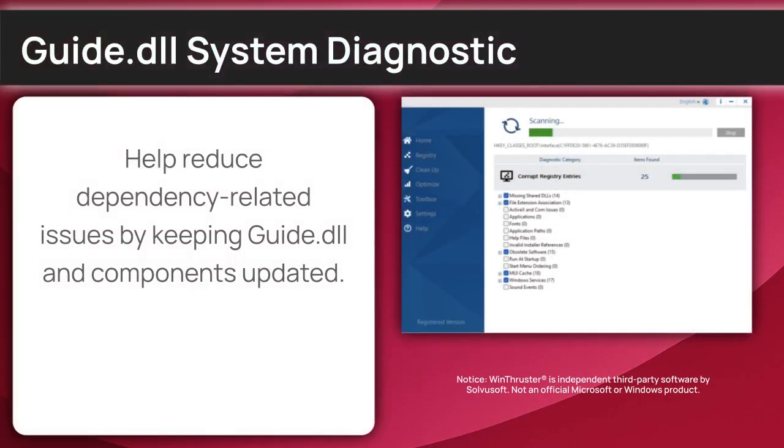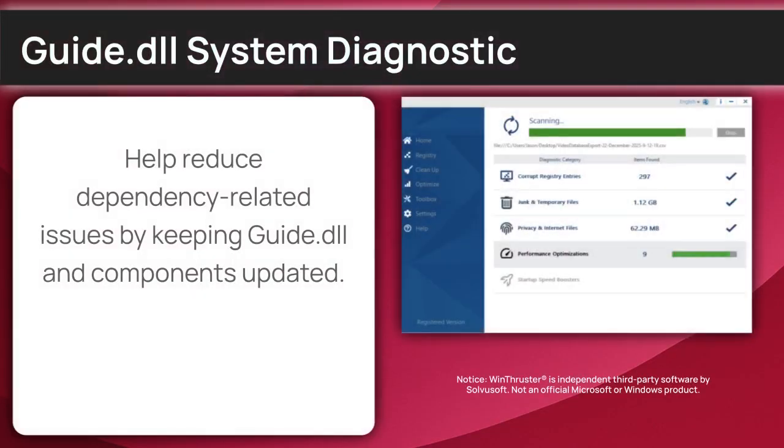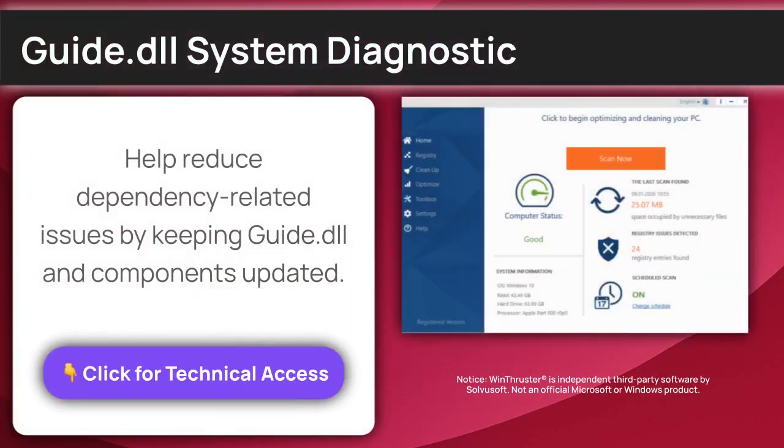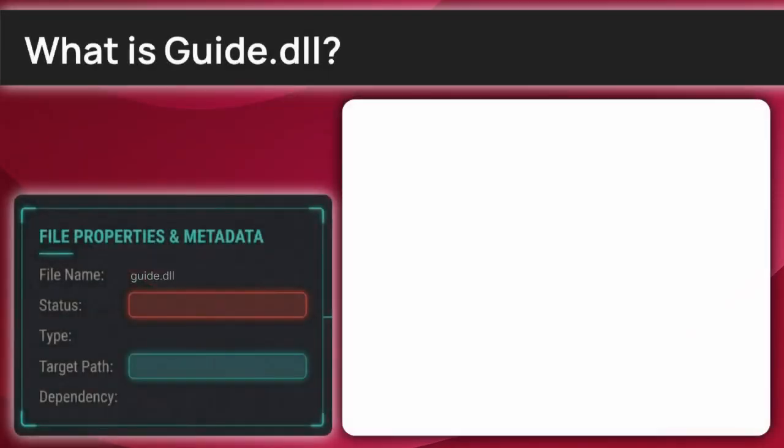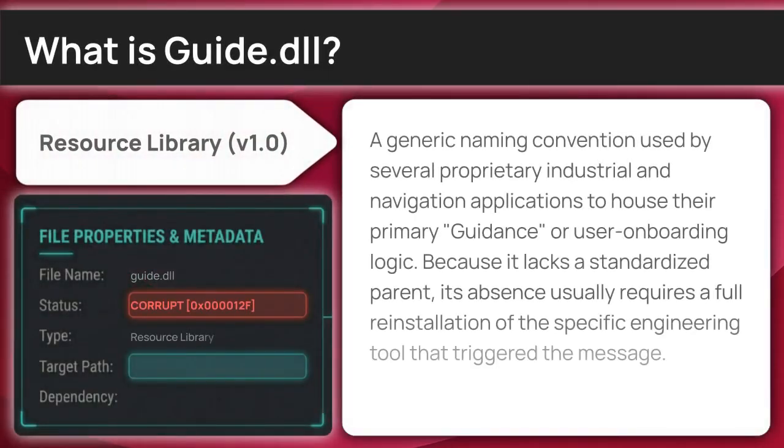As we get into the manual process for Guide Library, you can find a professional maintenance utility for environment stability. This is the Guide Library, a generic naming convention used by several proprietary industrial and navigation applications to house their primary guidance or user onboarding logic. Because it lacks a standardized parent, its absence usually requires a full reinstallation of the specific engineering tool that triggered the message. Now that you know how the file works, let's focus on the how and fix the issue.